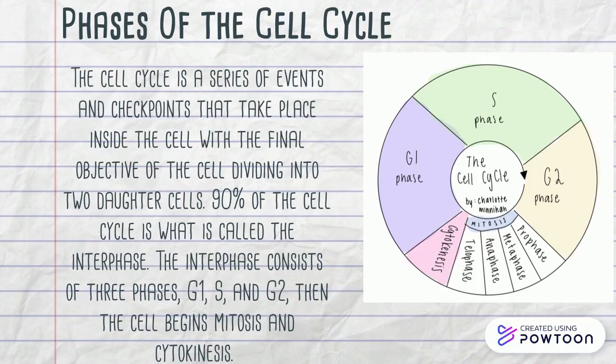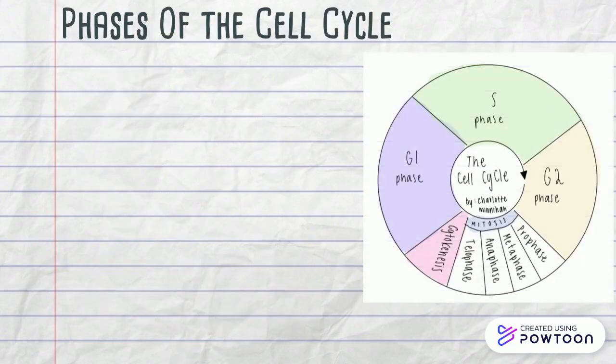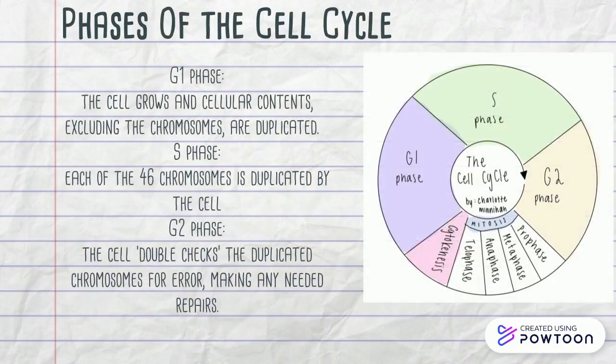90% of the cell cycle is what is called the interphase. The interphase consists of three phases, G1, S, and G2. Then the cell begins mitosis and cytokinesis. In the G1 phase, the cell grows and cellular contents, excluding the chromosomes, are duplicated. In the S phase, each of the 46 chromosomes are duplicated by the cell. And finally, in the G2 phase, the cell double-checks the duplicated chromosomes for error, making any needed repairs.